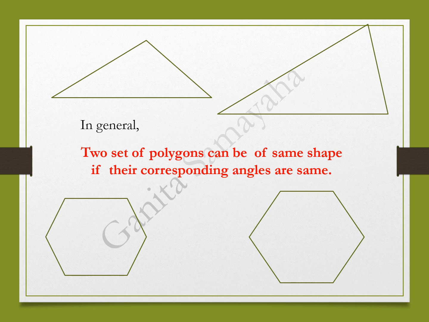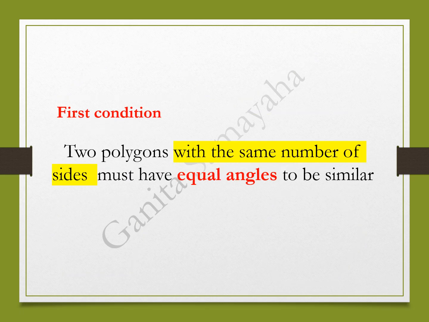Fine. So this is one condition. Is this sufficient or do we have more? Let us explore. So this is the first condition that we have. Two polygons with the same number of sides must have equal angles to be similar. Is this condition sufficient or do we need more? We need to explore.